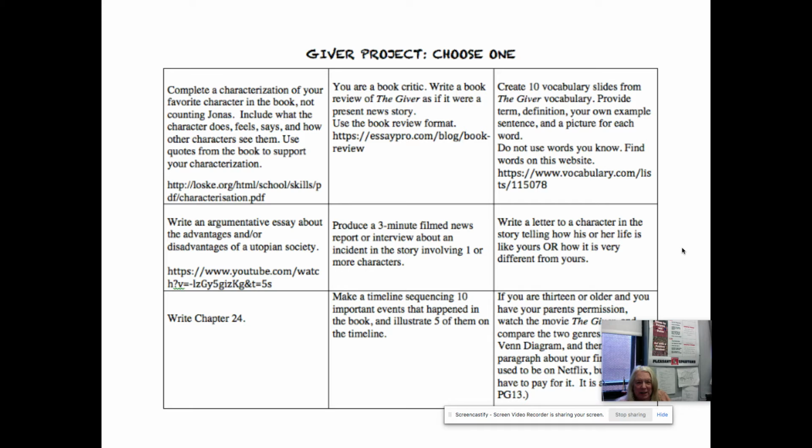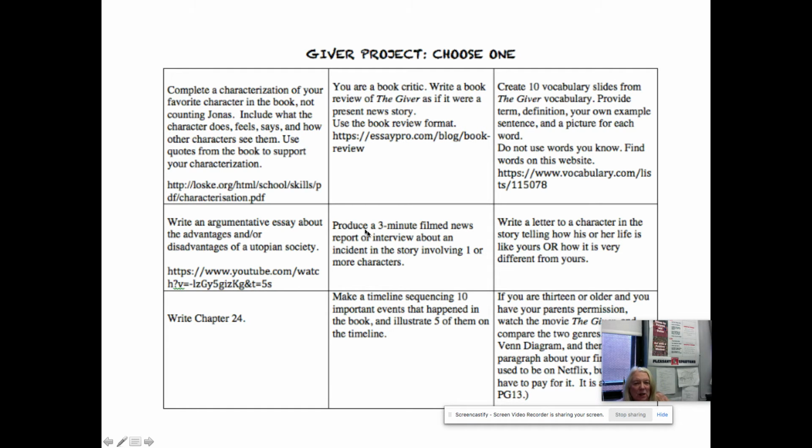Okay, fourth square over here. Write an argumentative essay about the advantages and/or disadvantages of a utopian society. We started out in chapters 1, 2, 3, and 4, looking at what seemed like a perfect society. But chapter by chapter, we started asking how do you make this utopia? And we saw their utopia fall apart. If you want to know how to write an argumentative essay or just have a little idea, there's a website there. It's Shmoop, and they're kind of funny.